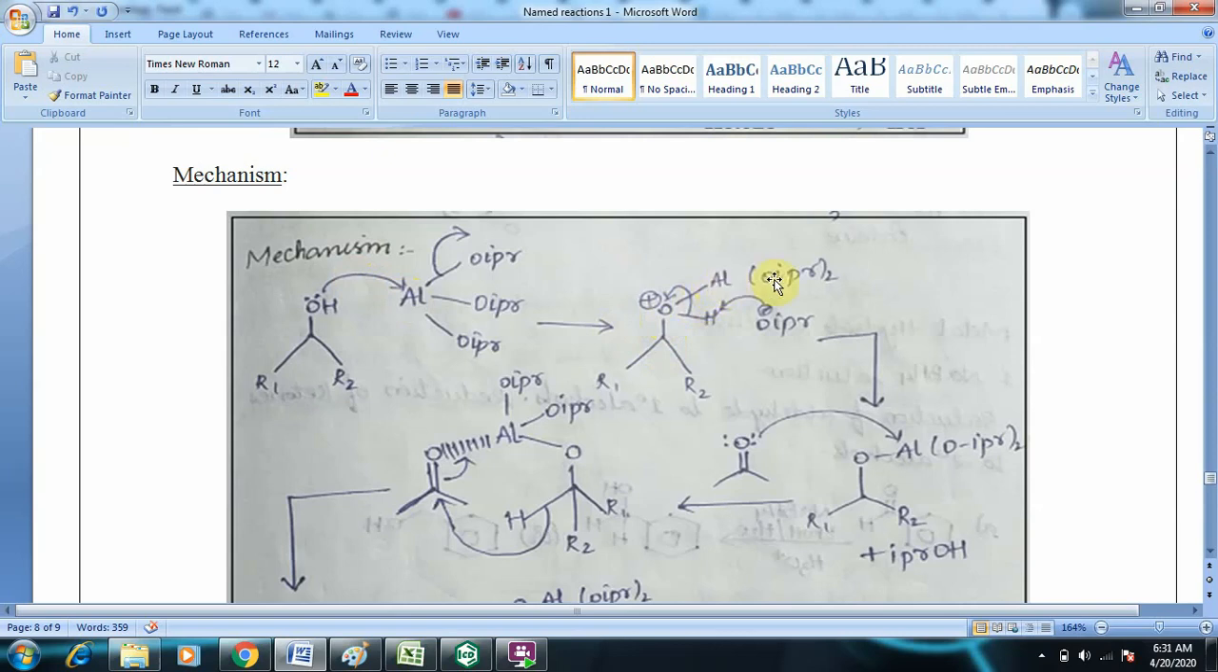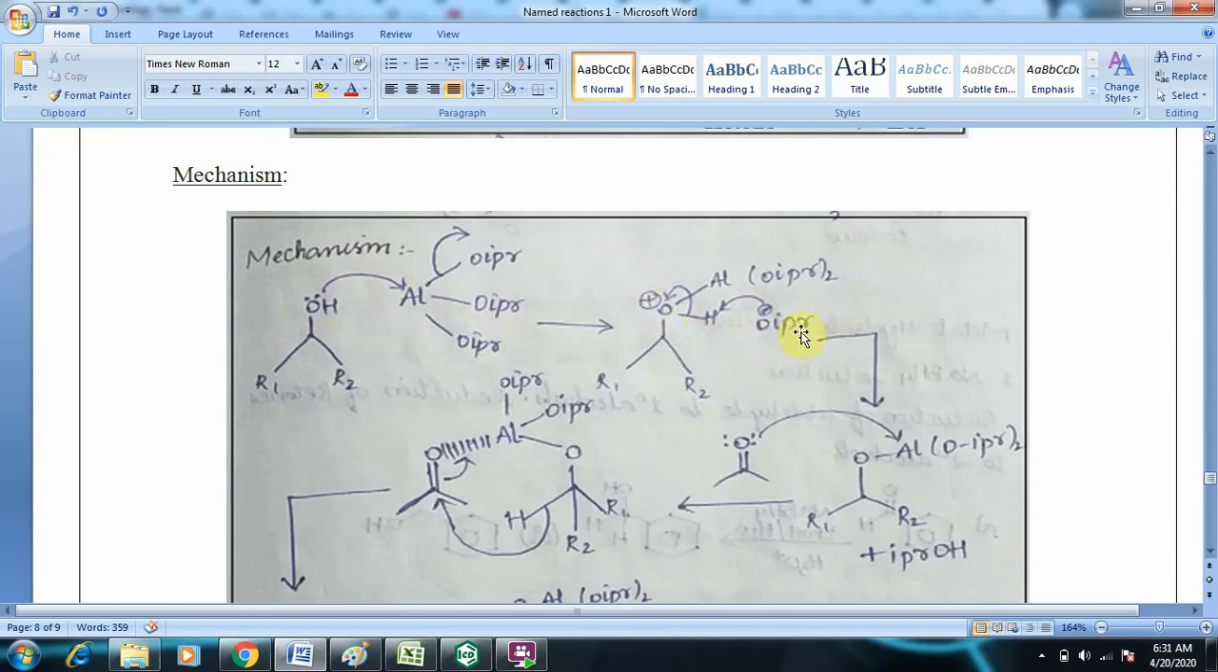So aluminium in turn is left with 2 molecules of isopropoxide anion. When the oxygen forms a bond with aluminium, the valency of oxygen is increased to 3. As you can see here, the oxygen has one valency with the carbon, the other valency with hydrogen, and the other valency with aluminium. So oxygen altogether has 3 valencies, so you need to place it with a positive charge.